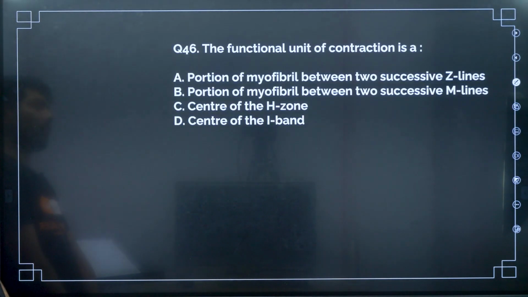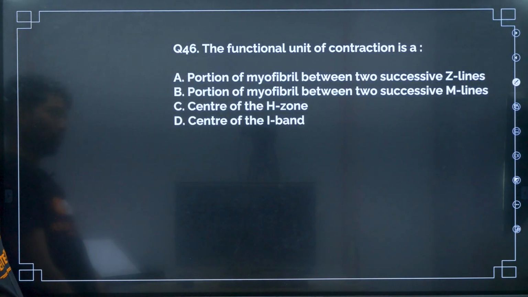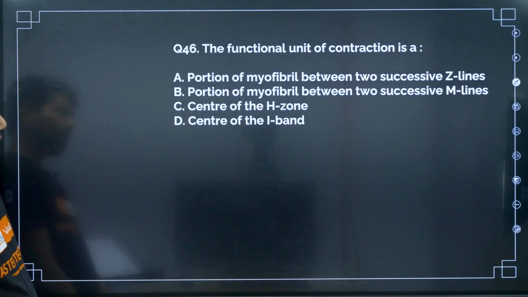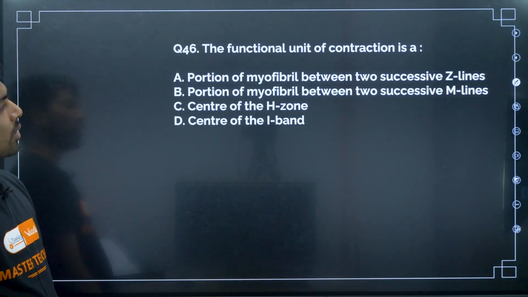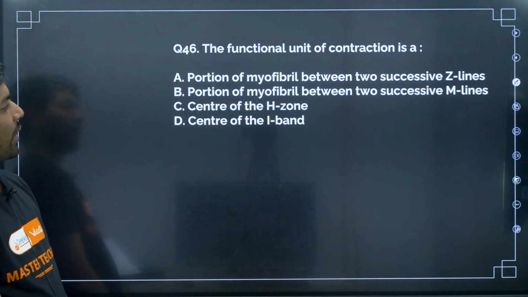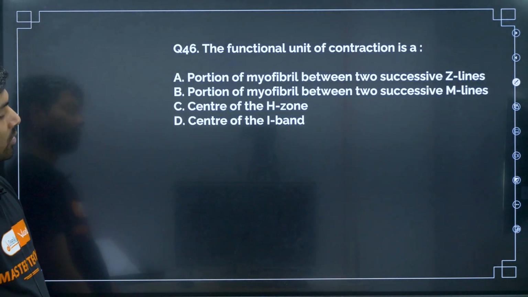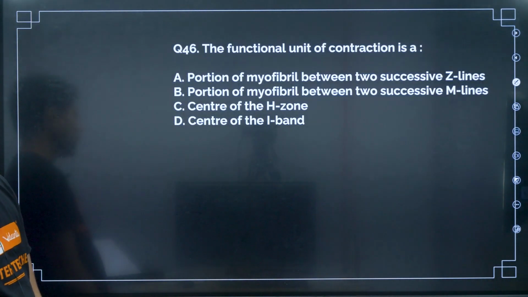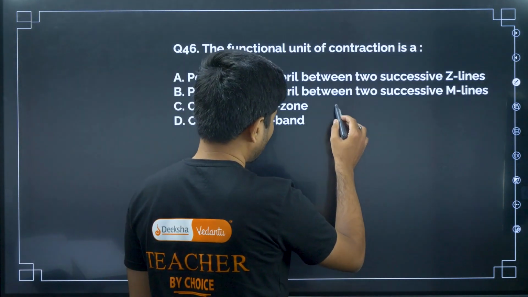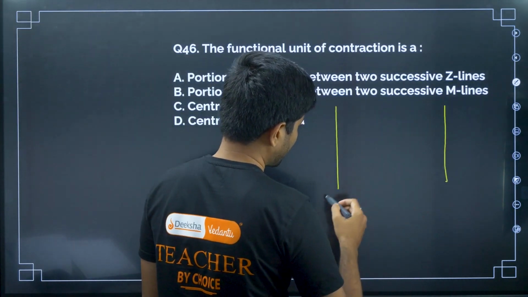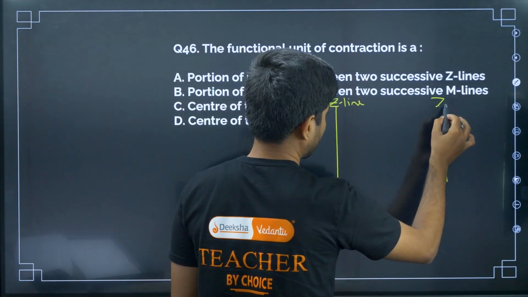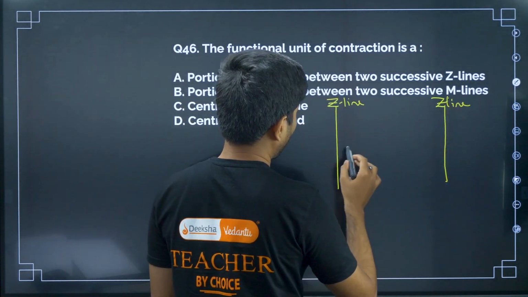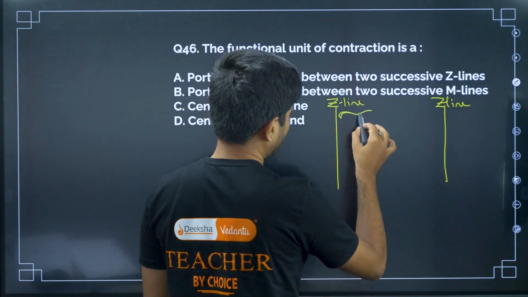Look at 46. The functional unit of contraction is what? Center of Z zone, a portion of myofibril between two successive Z lines, the portion of myofibril between two successive M lines, the center of H zone, and the center of I band, right? Now what do you see? If you remember the mechanism of muscle contraction, these are the Z lines, right? You see sarcomeres like this, right?